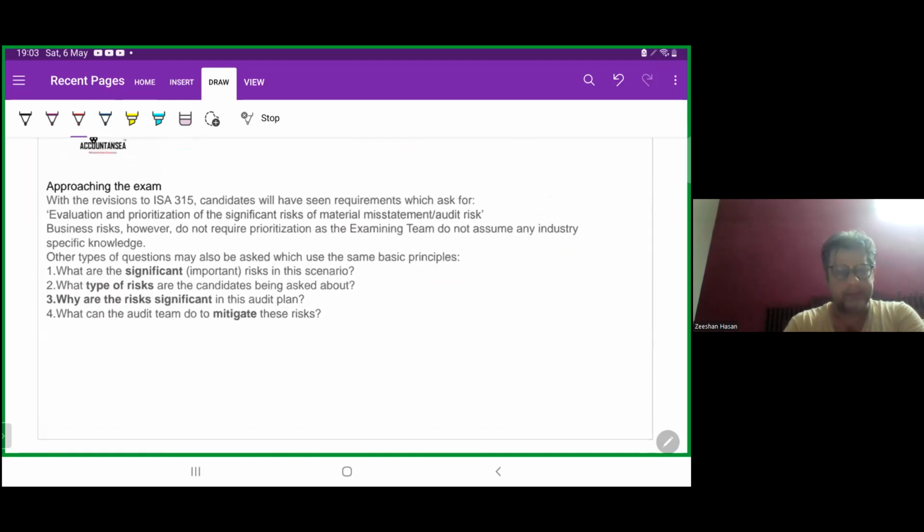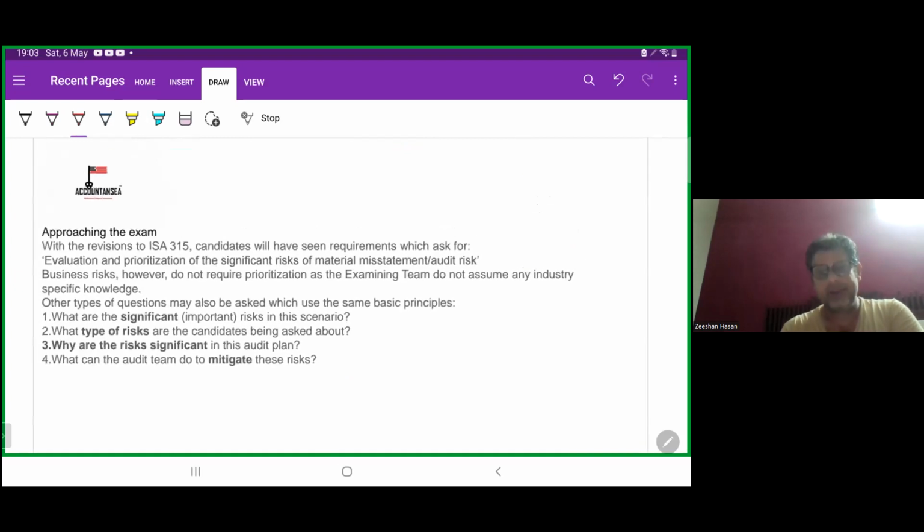Now, how to approach the exam? With the revision to ISA 315, candidates will have seen a requirement which asks for evaluation and prioritization of the significant risks of material misstatement. Audit risk and business risk, however, do not require prioritization as the examining team do not necessarily assume any industry specific knowledge. Other types of questions may also be asked which use the same basic principle. What are the significant, that means important, risks in the scenario? What types of risk are candidates being asked about? What are the risks significant in this audit plan? What can the audit team do to mitigate these risks?